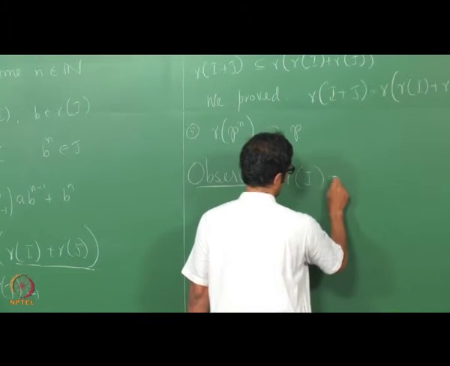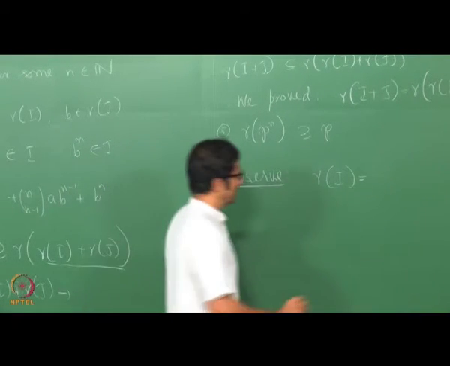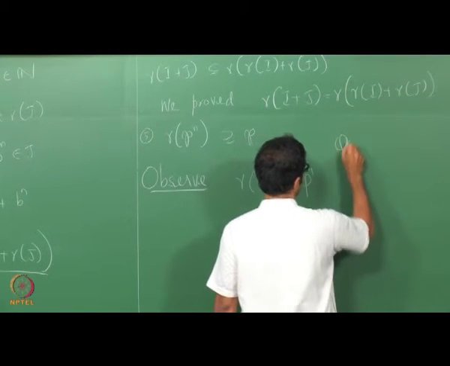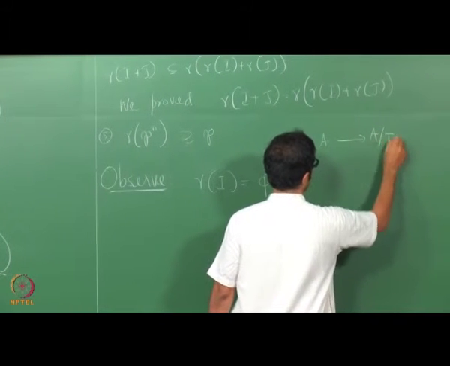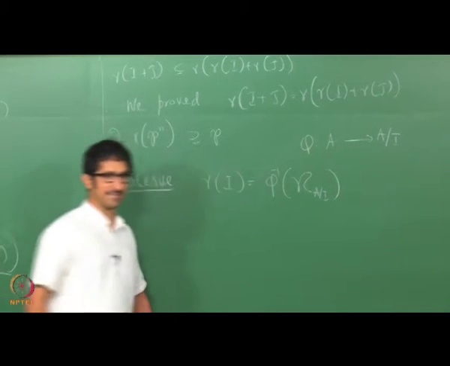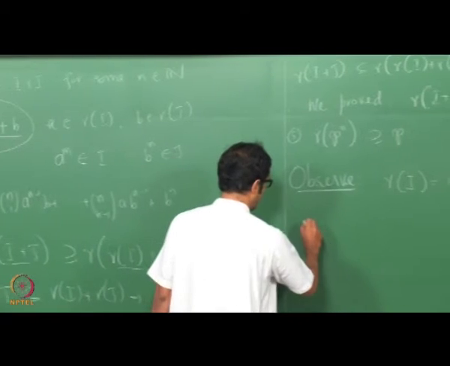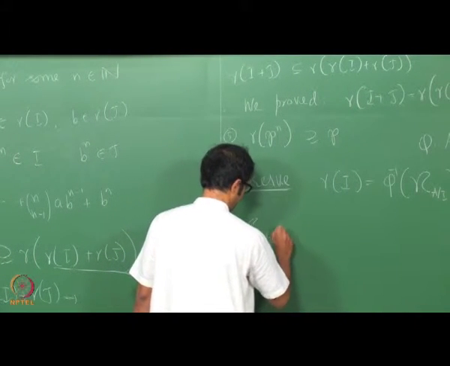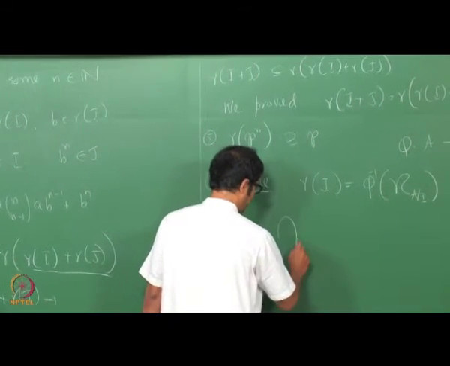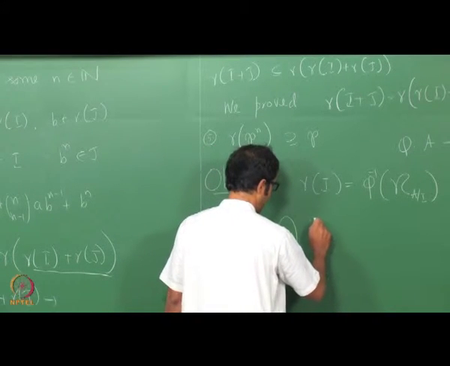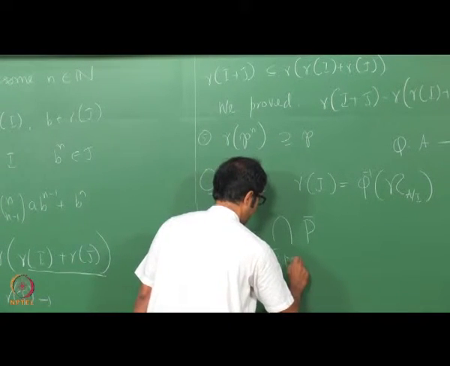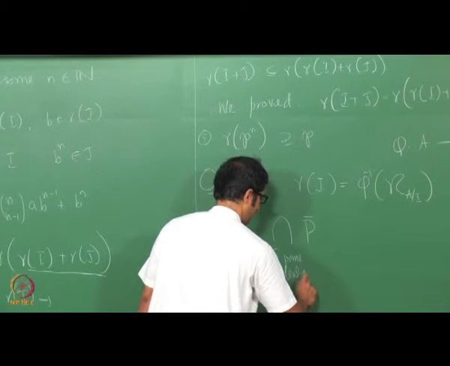Radical of an ideal is what? This is phi inverse, where phi is the natural map from A to A mod I. Phi inverse of the nil radical of A mod I. Now, what is the nil radical of A mod I? This is the intersection of all, let's call them P bar, prime ideals of A mod I.